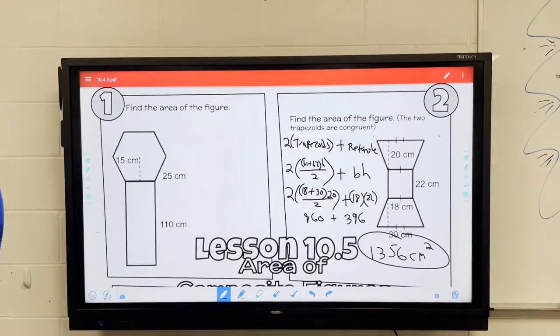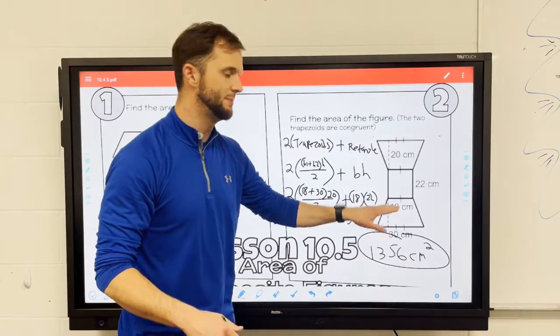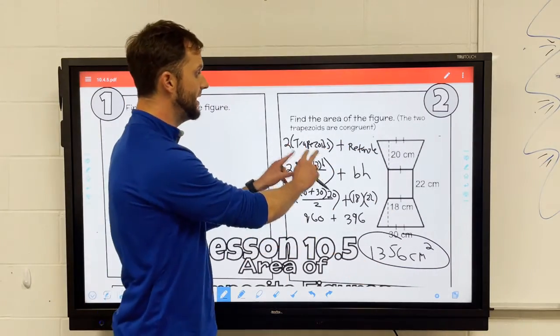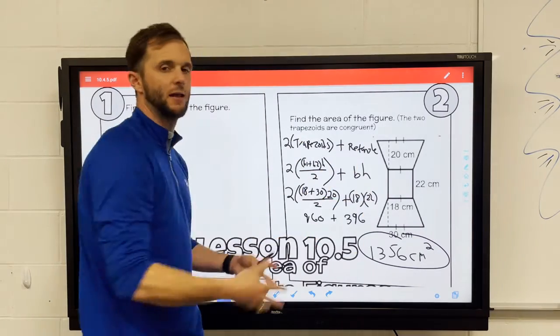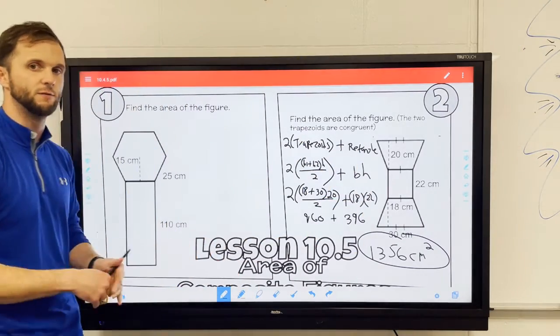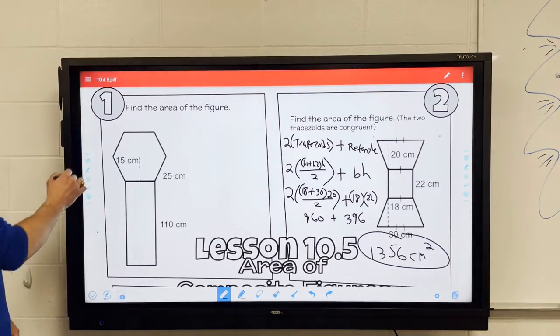So again, I'm creating my game plan. I'm finding how many different shapes I have. Then I'm putting in how to find the areas of those. And then I'm just finding the area of each and adding them together. That's composite area. That's how you find that. So let's jump over to example number 3.